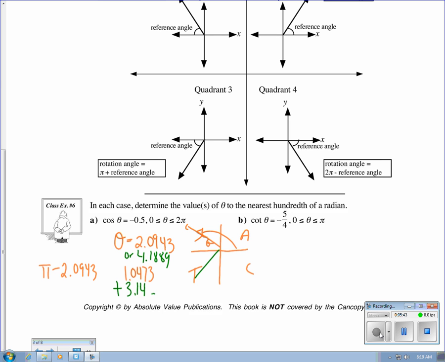So hopefully this helps get us started with solving trig ratios when we're looking for the unknown. Now I do want to get us drawing unit circles, which will require practice, practice, practice.